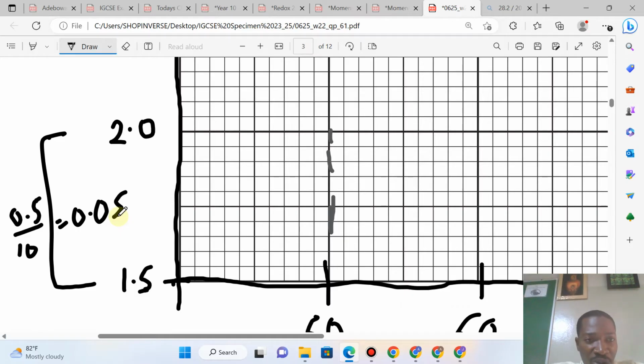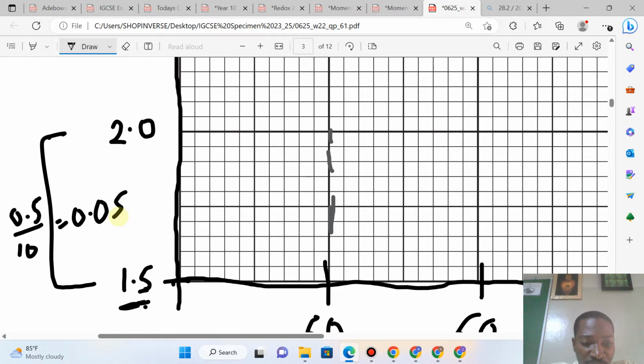So the first division is 1.5. Then we start reading upward after that. The first one is 1.5, which is this one. The next one will be 1.55, 1.6, 1.65, 1.7, 1.75, 1.8, 1.85, 1.9, this is 1.95, 2.0. The closest division to 1.99 is not this one. This is 1.95, and 2.0 is closer to 1.99 than 1.95. So we are using 2.0 as our value for 1.99. You get it? Good.